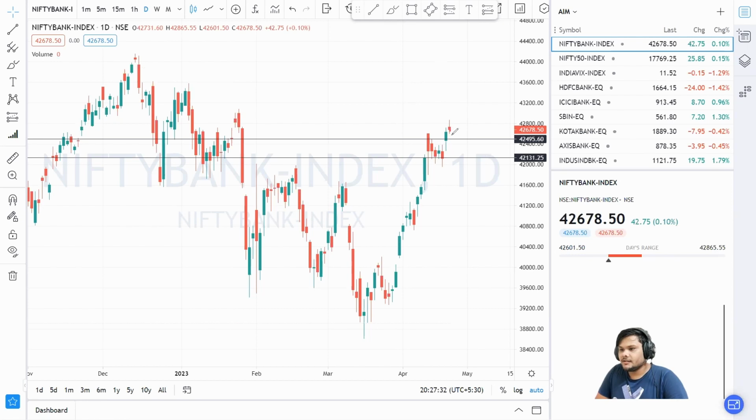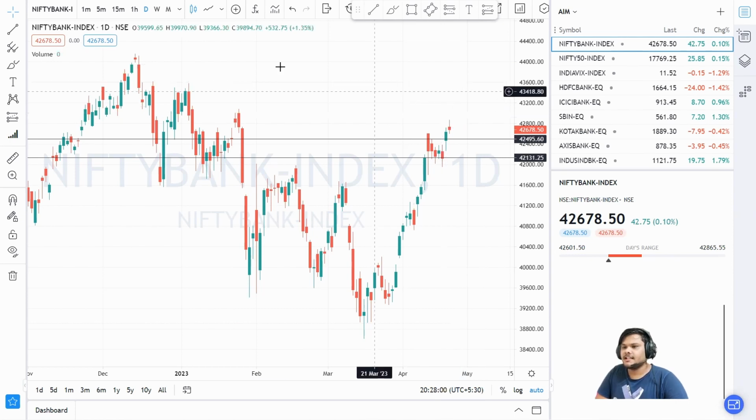So if tomorrow market once again trades below 42,600, then you can consider it for buying and target will be around round level 42,500. Next target will be 42,300 to 330. If market opens flat or opens a gap up and if it trades above 42,800 or 780 and shows strong positive movement, then you can consider it for buying.